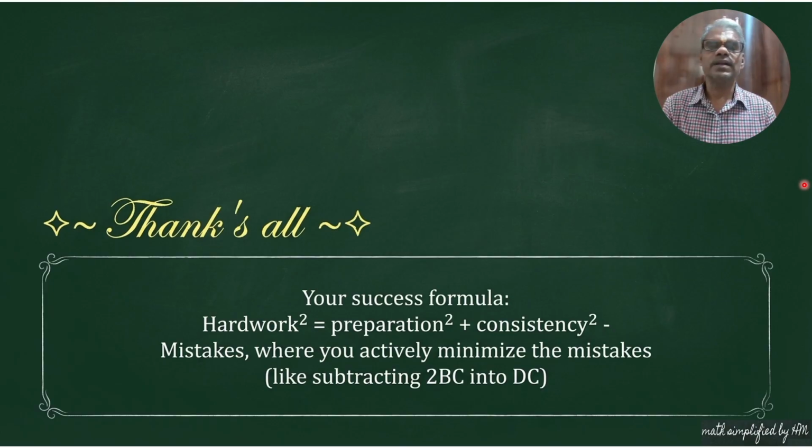To wrap our lesson, I want you to remember a special formula, not just for geometry, but for your own lives. Your success formula is hard work square is equal to preparation square plus consistency square minus mistakes, where you actively minimize the mistakes, like subtracting 2BC into DC. This means that just as we minimize the subtractive term in our proof, actively minimizing mistakes leads to greatness.